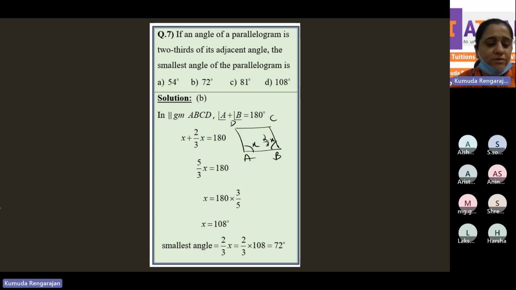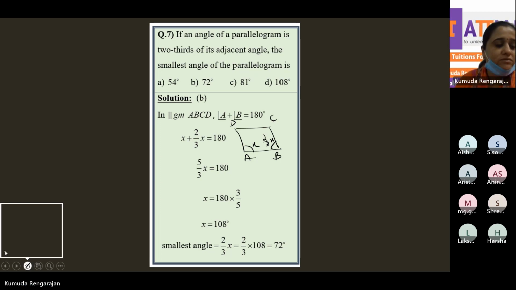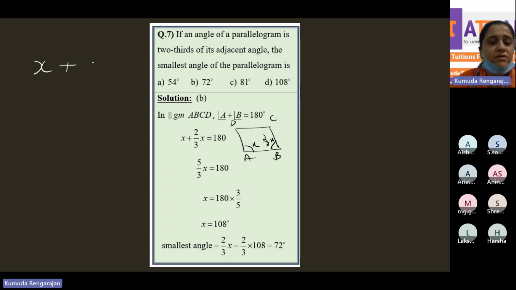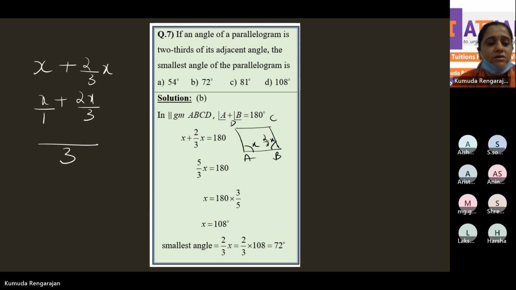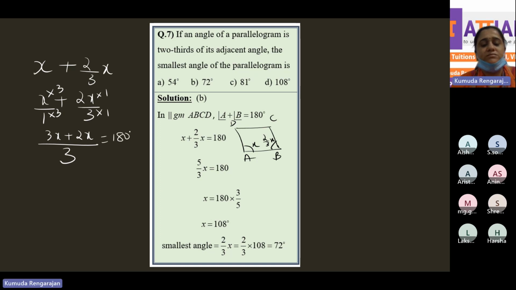So how do we take the LCM here? x plus 2/3 x. So x plus, it's nothing but 2x/3. The LCM is 3. 1 into 3 is 3. So we have 3x plus 2x is equal to 180.